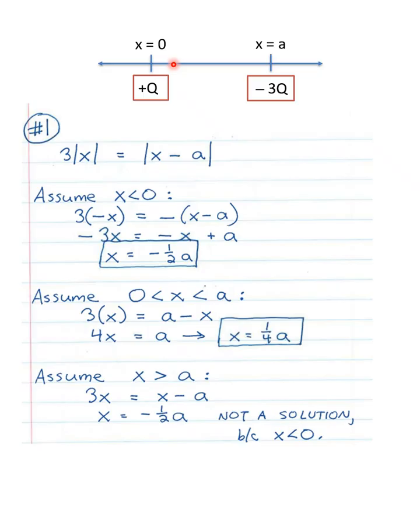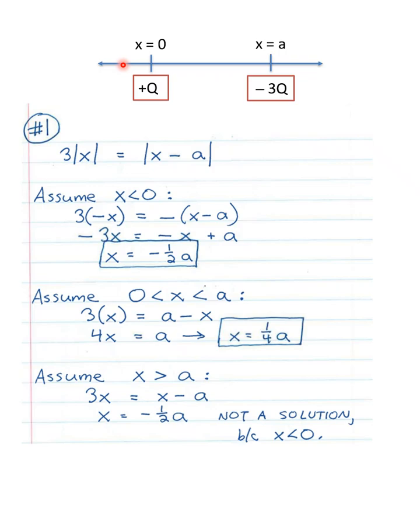And then the third region that we can try, assume that x is greater than a, so somewhere here to the right. Well, this equation, if x is greater than a, then 3 times the absolute value of x is 3x, equals the absolute value of x minus a, which is x minus a. And when we go through this, we get x equals negative 1/2 a, which puts it right about here. Now that is not a solution given the assumption that we made.